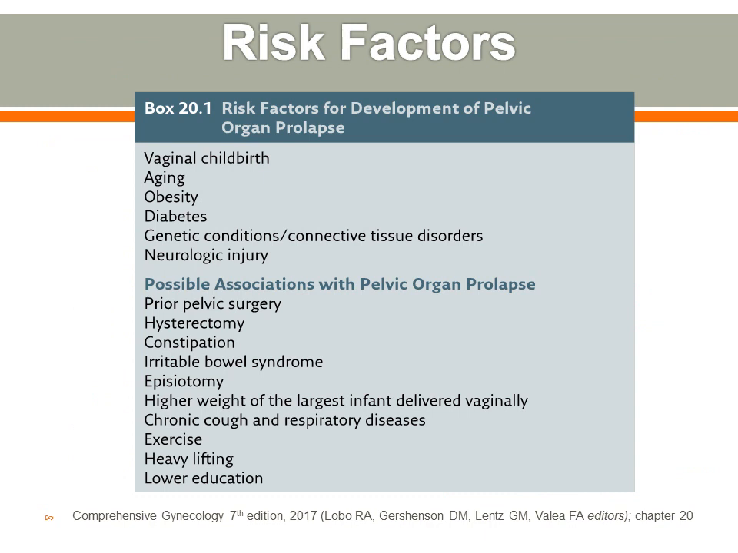These are the risk factors for the development of pelvic organ prolapse, and the most common is vaginal childbirth. We also have aging, obesity, medical conditions such as diabetes mellitus, genetic conditions or connective tissue disorders, and neurologic injury. Possible associations with pelvic organ prolapse include the following: a prior pelvic surgery, hysterectomy, constipation, irritable bowel syndrome, episiotomy, higher weight of the largest infant delivered vaginally, chronic cough and respiratory diseases, exercise, heavy lifting, and lower education.